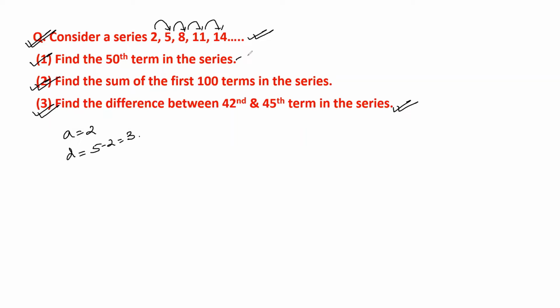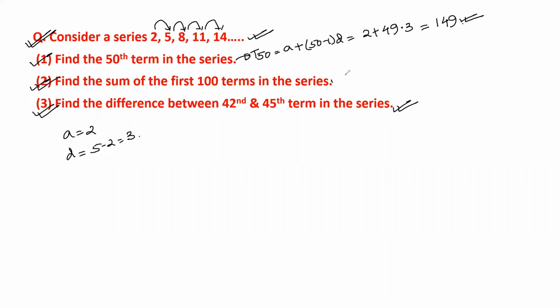So the 50th term of this series can be found out by writing it as T50, which would be A plus 50 minus 1 into D, and the value of A is 2 and the value of D is 3. So this would be 2 plus 49 times 3, which would be giving us the 50th term as 149. So the 50th term of this series is 149.